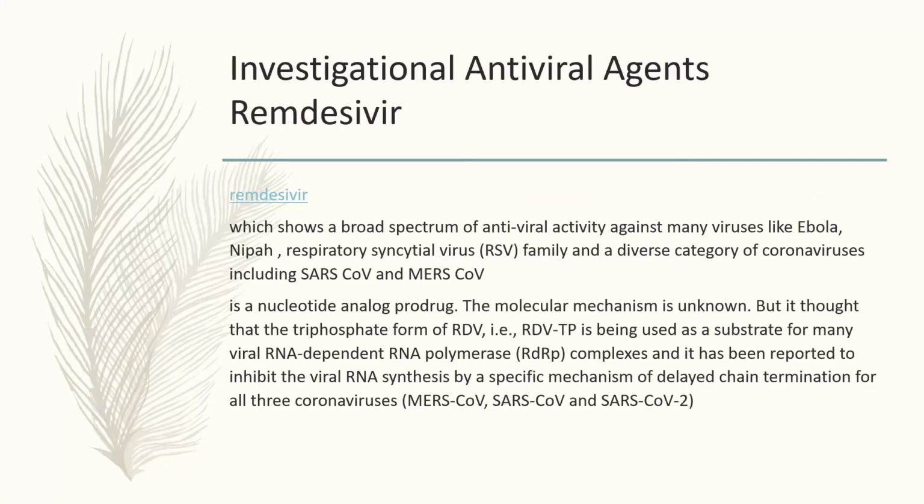The molecular mechanism is unknown, but it's thought that the triphosphate form of RDV, that's to say RDV triphosphate, is being used as substrate for many viral DNA-dependent RNA polymerase complexes and has been reported to inhibit the viral RNA synthesis by a specific mechanism of delayed chain termination for all these three coronaviruses, MERS-CoV, SARS-CoV, and SARS-CoV-2.